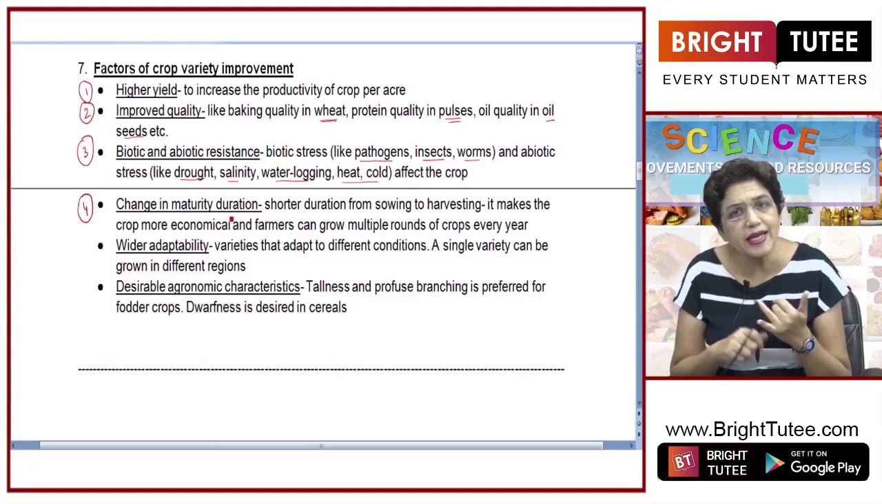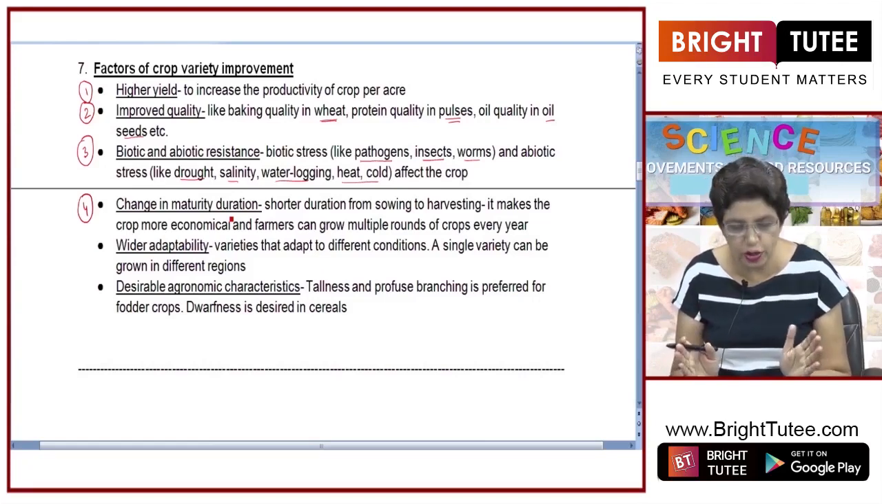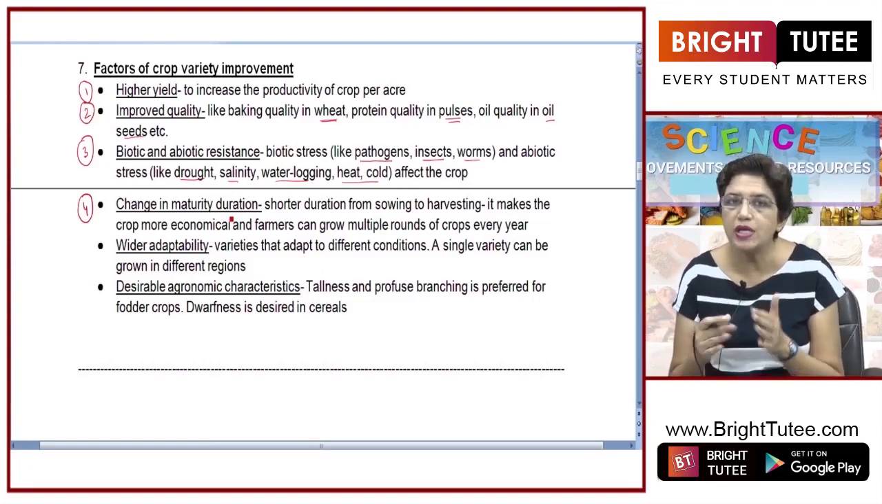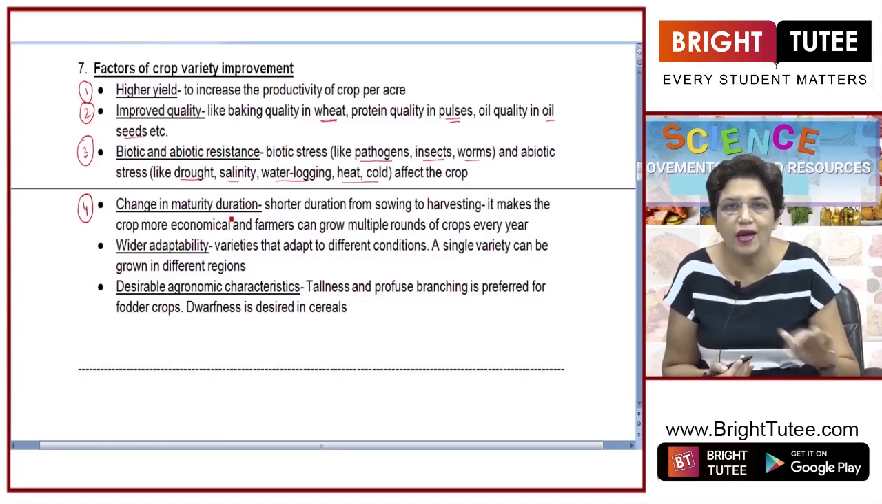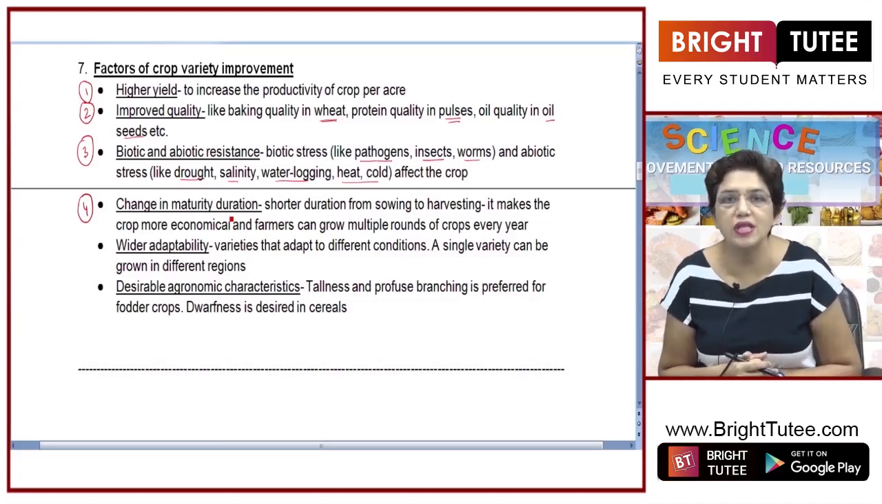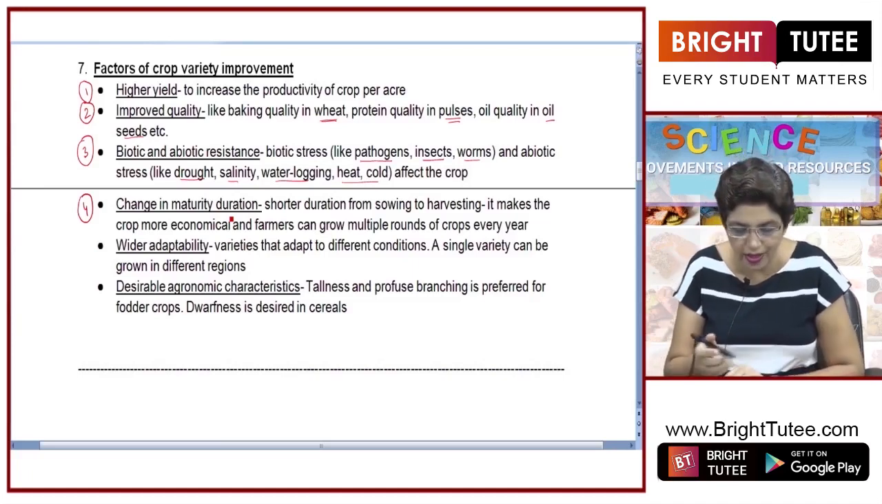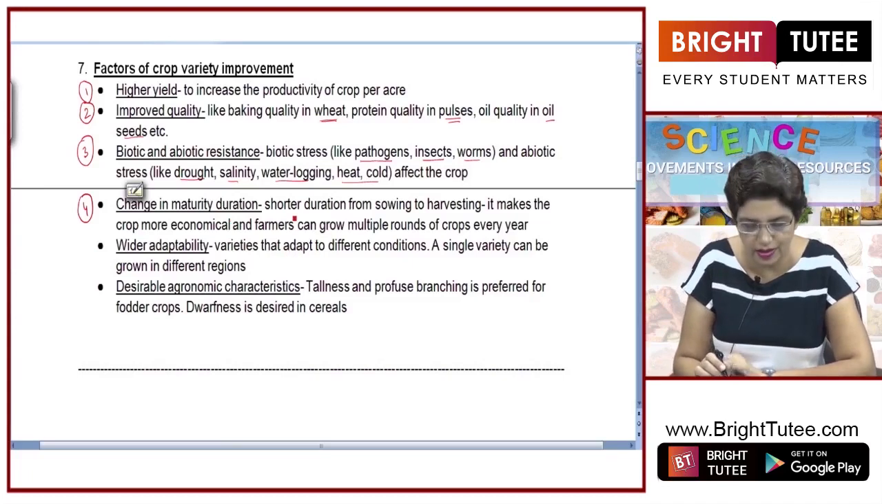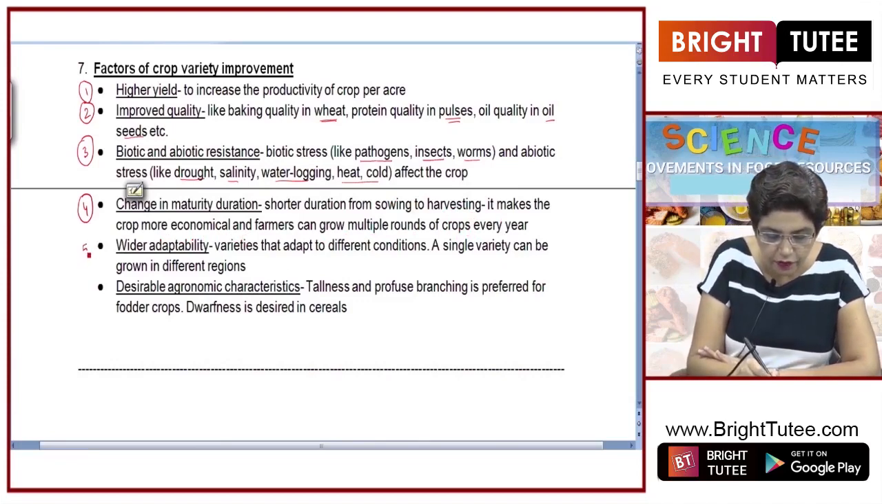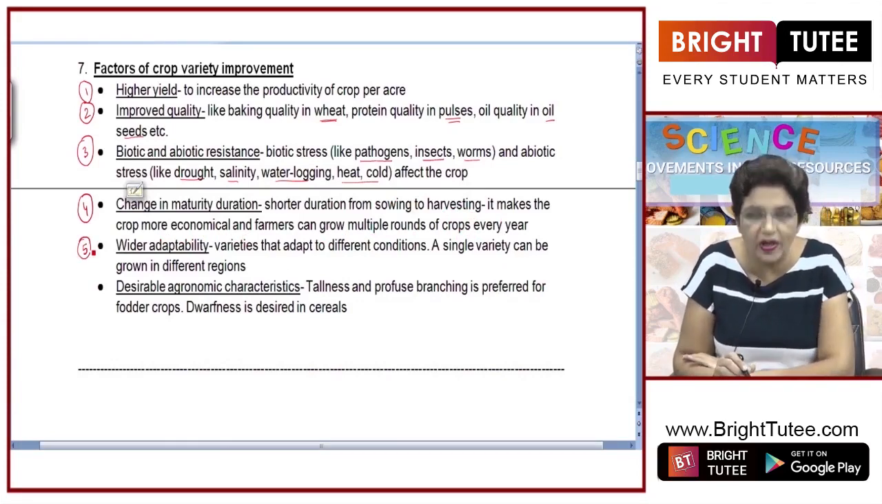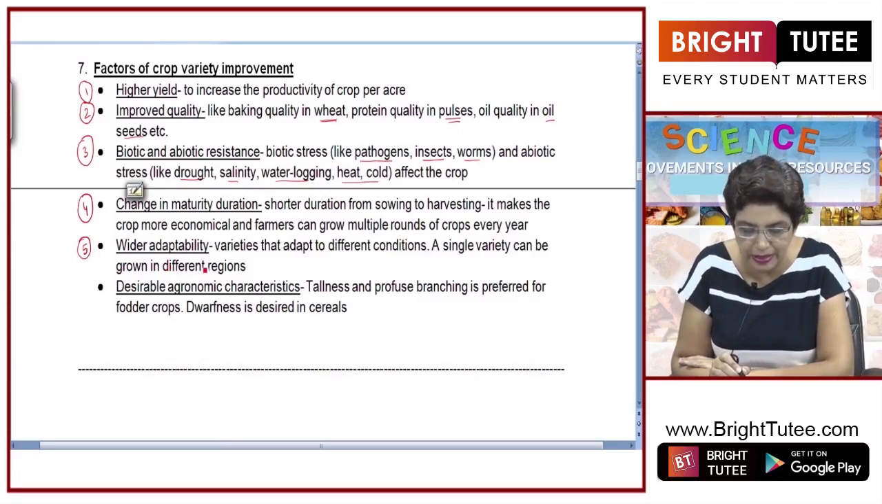Secondly, if this maturity duration is shortened, the farmer can grow more number of crops in a given year. After one harvest, they can sow the seeds for the next crops. So this is a desirable characteristic. The shorter duration from sowing to harvesting makes the crop more economical and farmers can grow multiple rounds of crop every year.